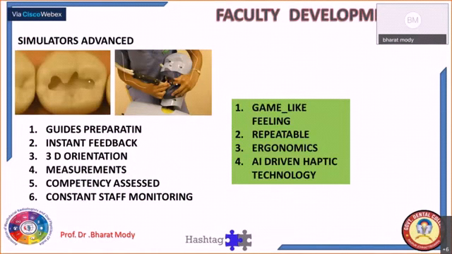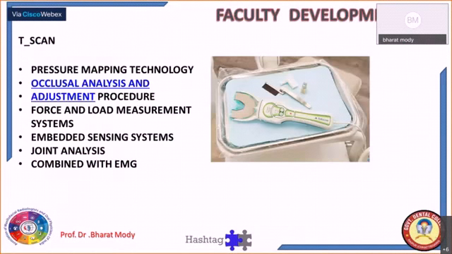You can take radiographs also. Radiographs will also come on this. There is a game-like feeling, and that is why students like it more. It can be repeated n number of times. Ergonomics can be done, and it is very simple because haptic technology is used in the artificial intelligence, and that is why it makes it easy.